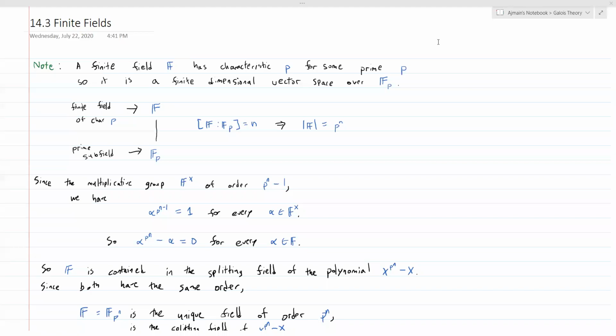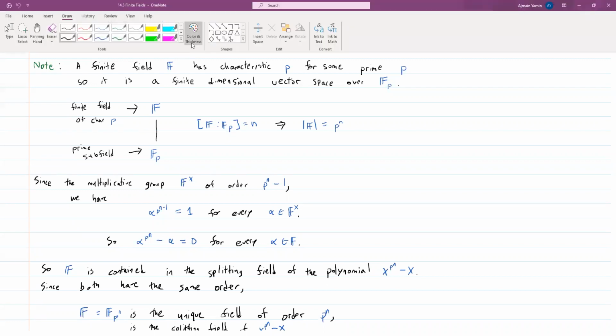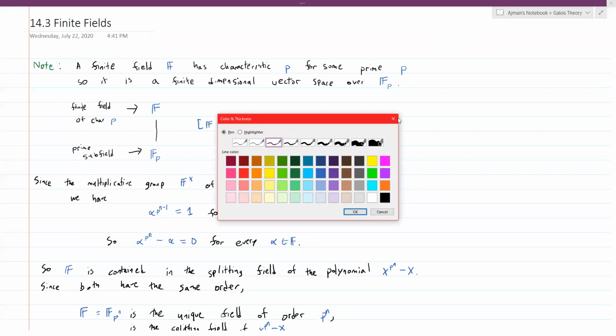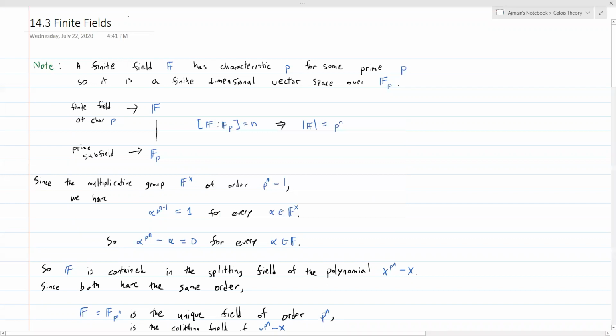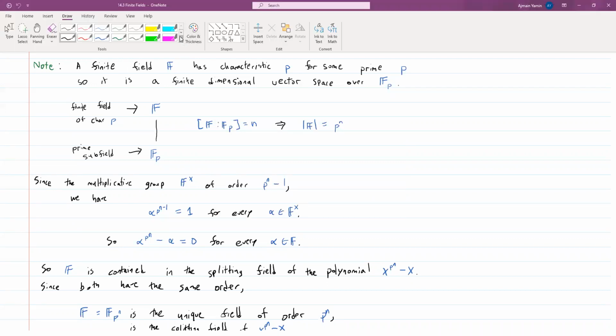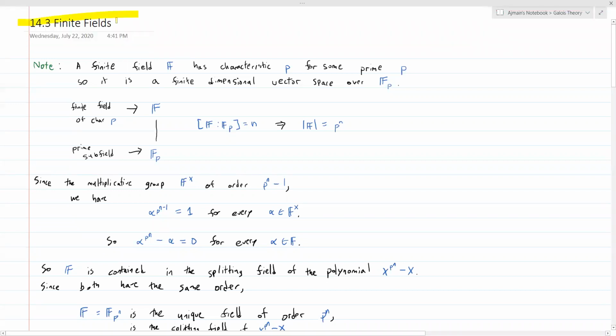Okay, so we're talking about section 14.3, which is finite fields. So first off, a finite field F has characteristic p for some prime p. So it is a finite dimensional vector space over Fp.